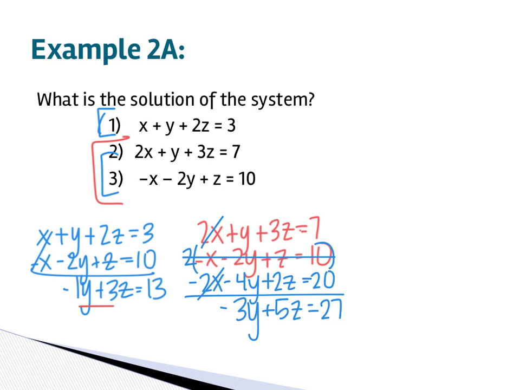So I have a new system. This equation and this equation I'll pair up. Negative 1y plus 3z equals 13, and negative 3y plus 5z equals 27.